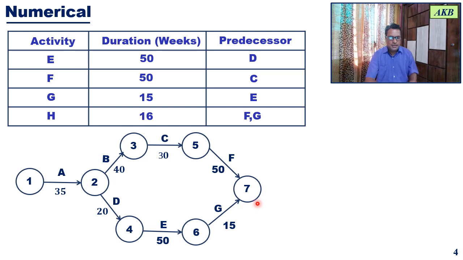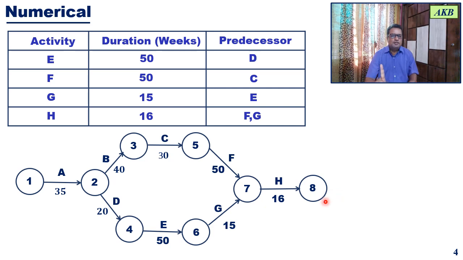So activity H is going to start at event 7. It is going to proceed for 16 weeks, and finally it will get completed at event 8. Okay. So in this way, we have considered all the activities in the list for drawing the network diagram. The diagram has started at event 1 and it has ended at event 8.